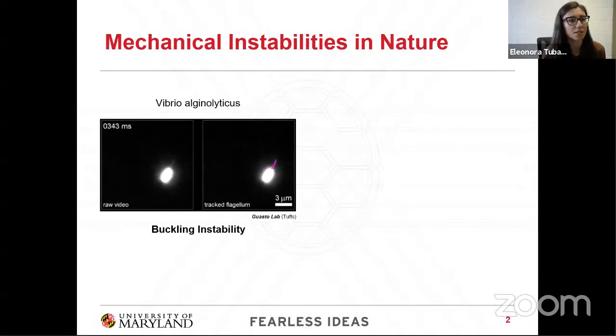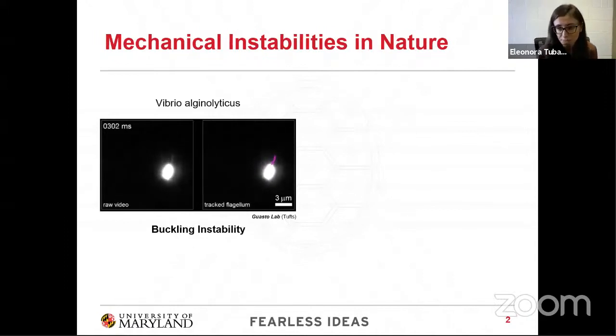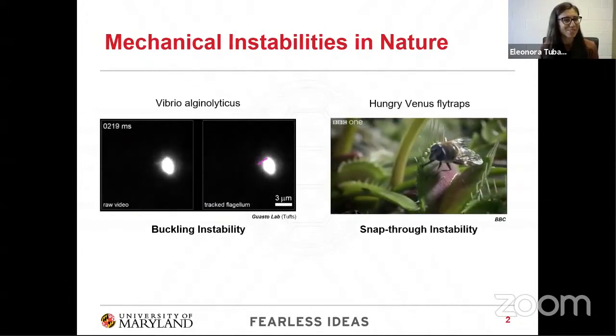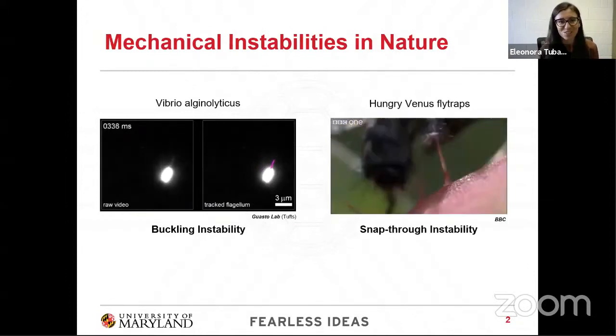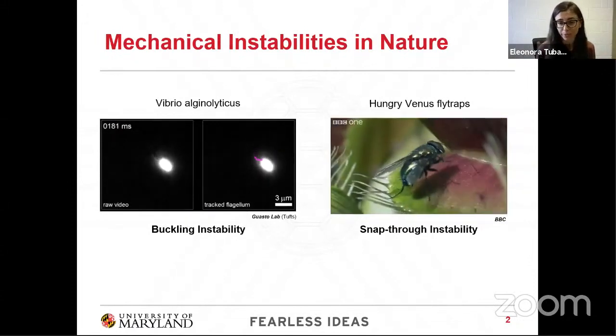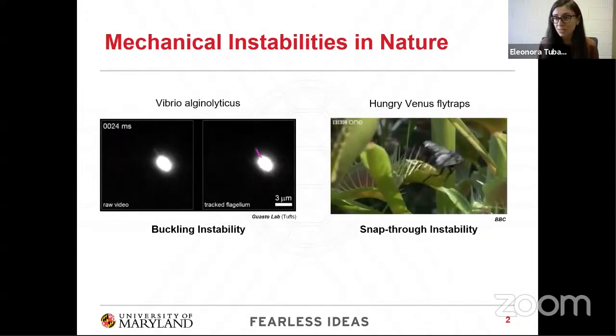Here what you're seeing is a Vibrio alginolyticus that is able to perform a 90-degree turn in a fraction of a second. And this is enabled by a buckling instability in the flagellar hook. This type of instability happens in nature across scales. Here, for instance, we're seeing a very hungry Venus flytrap that is using the snap-through mechanism in order to catch its prey. You would agree with me that these instabilities are really fascinating.